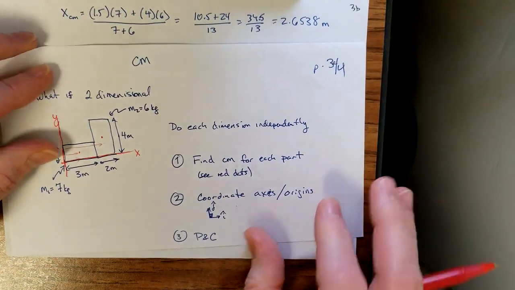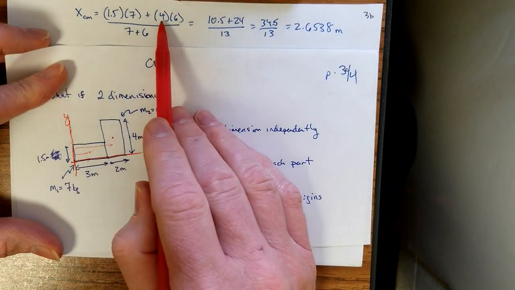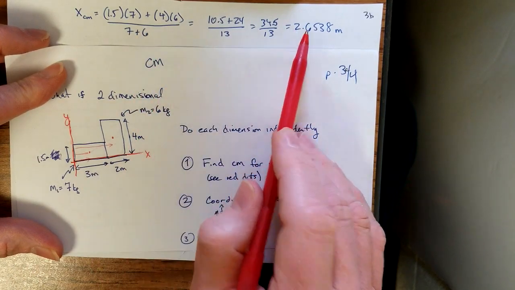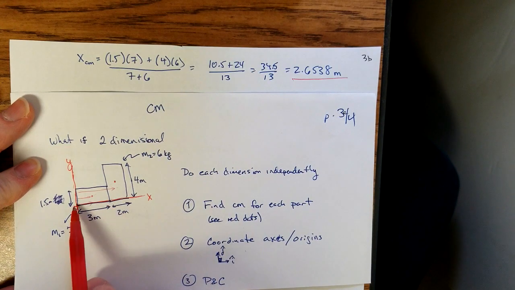And so you can see in the math right here, it's 1.5 times the mass of the first bit, which is 7 kilograms, times 4 times the mass of the second part, divided by the total mass. And I end up with this value. So it was 3 meters wide and 1.5 meters tall.